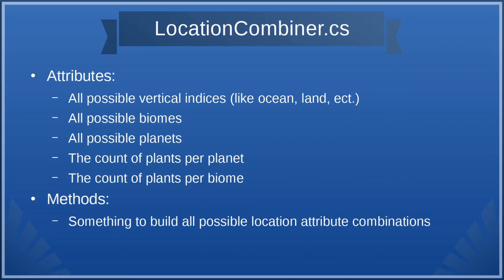The next class is the Location Combiner. This class contained all possible attributes to describe locations, like vertical indices like ocean, land, etc. Also for biomes and planets. To save performance, a count of plants per planet and per biome was stored. The counts were static since all things had the same count of plants. There was a method to build all possible location attribute combinations.